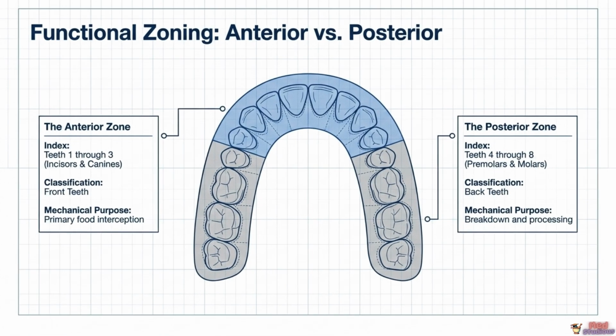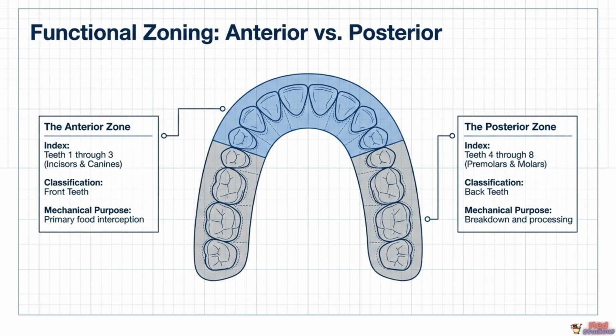Beyond simple position, the arch divides functionally into 2 zones with very different jobs. The anterior zone covers index positions 1 through 3, the incisors and canines, commonly called the front teeth. Their mechanical purpose is primary food interception. These are the teeth that make first contact with food, slicing and tearing it into manageable pieces as you bite down. The posterior zone covers index positions 4 through 8, the premolars and molars, the back teeth. Their mechanical purpose is breakdown and processing, grinding, crushing, and pulverizing food into a consistency ready for swallowing and digestion.